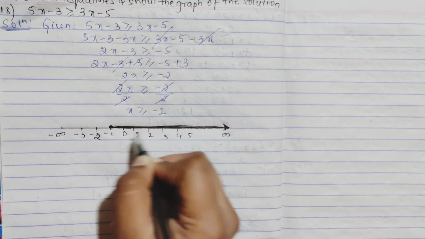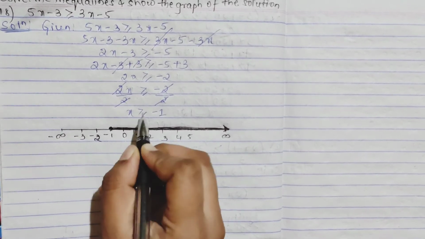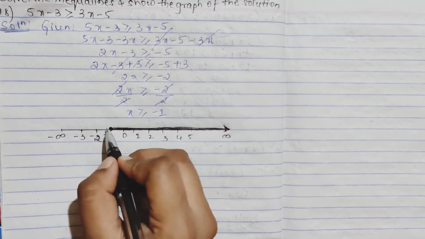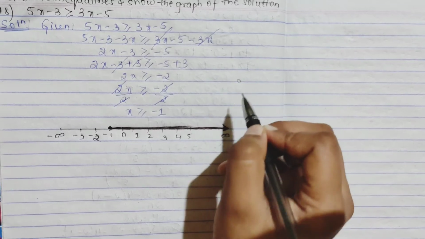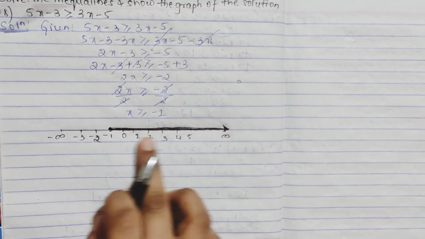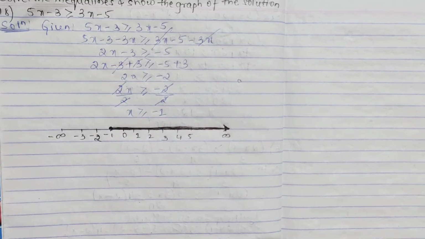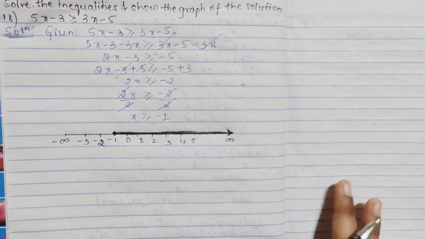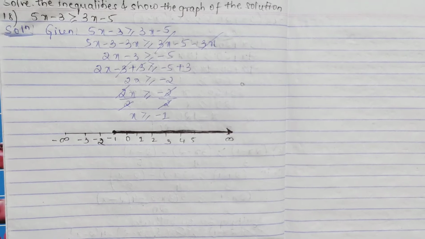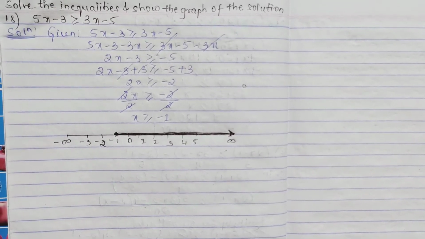Understood? From here it will be a dot. If it was just greater than, it would have come like this, not a dot, right? So graphically it is greater than or equal to minus 1. So from minus 1 up to infinity, right? Graphically, in such a way you have to do.